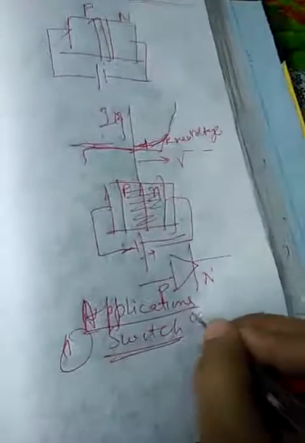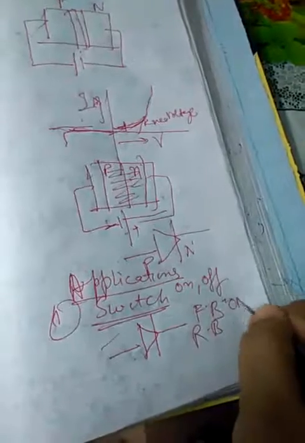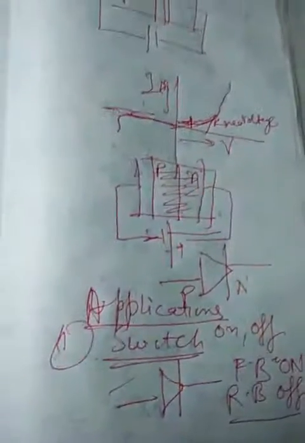One of the major applications is that we can use it as a switch. Switch means on or off, just like an on and off switch, where we can either turn it on or turn it off. We have seen that in forward bias the diode conducts, and in reverse bias it does not conduct. So forward bias we can call on, and reverse bias we will call off. Wherever we want to use a switch, we can use this diode because it works like a switch.